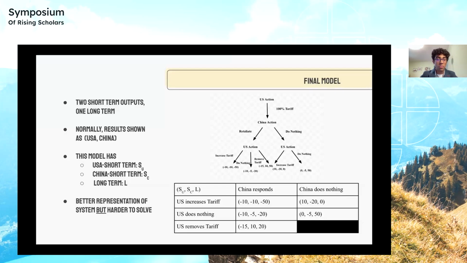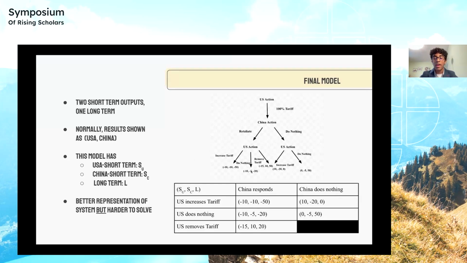So as you can see, this is now my model with two short-term outputs and one long-term output. So normally in game theory, results are shown with one actor and then another actor, like the United States, China. But in my model, what I decided to do was create three different variables: a United States short-term coefficient, a China short-term coefficient, and then a long-term variable which applies to both of them. So this is a better representation of the current situation, but it also means it's a lot harder to solve.